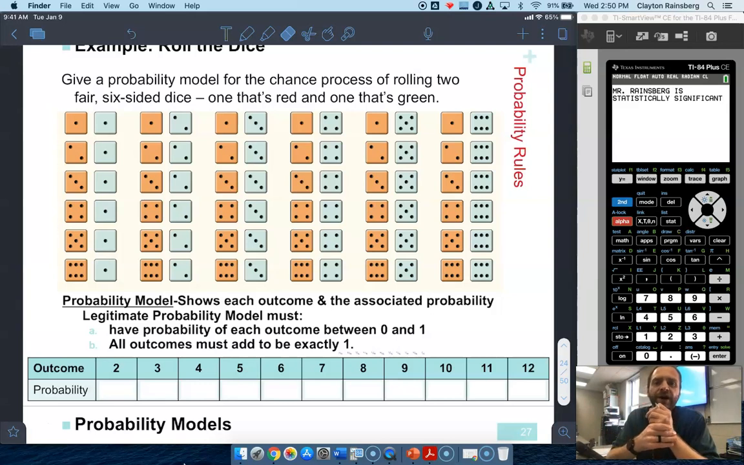It also means all outcomes in the sample space must add to 1. So the outcomes of the probability model must add to 1. It's something that students, and people, keep forgetting to check. So always, if you're creating a probability model, make sure your probability model adds to 1.